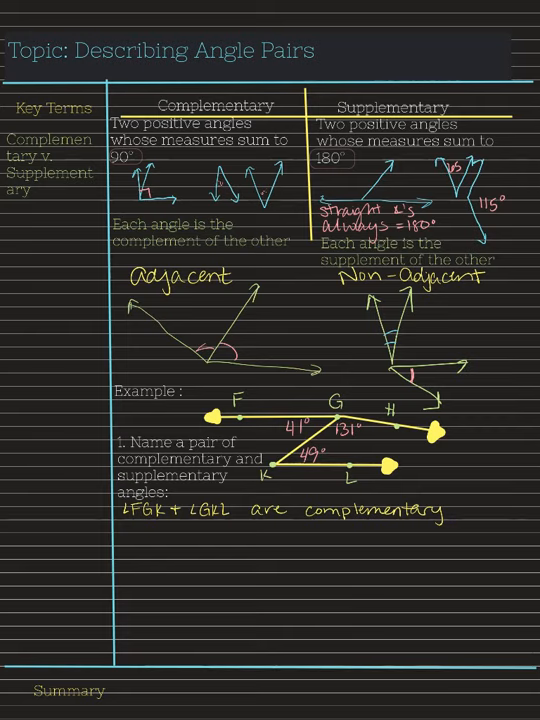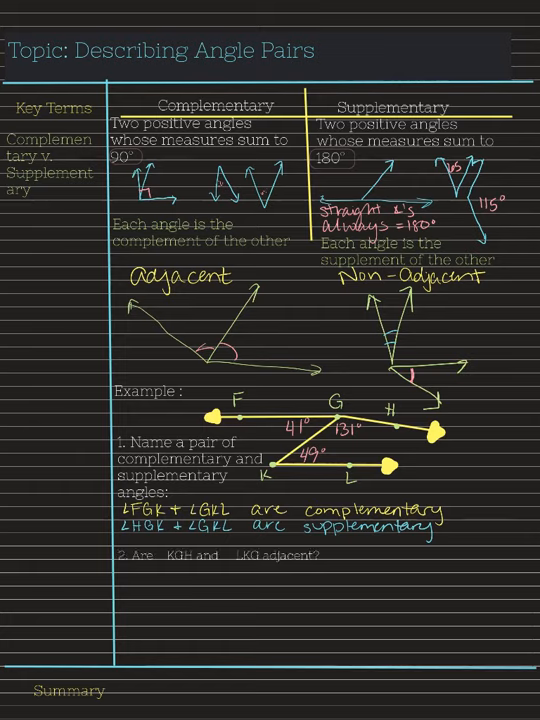Okay, now I want to find 2 angles that add up to 180. If I take 131 and add it to 41, I'm going to get 172. That's not the 180 that I'm looking for, supplementary. If I take 131 and add it to 49, that gives me 180. So I can say that angle HGK and angle GKL are supplementary.